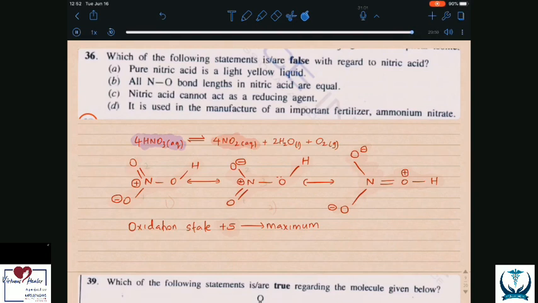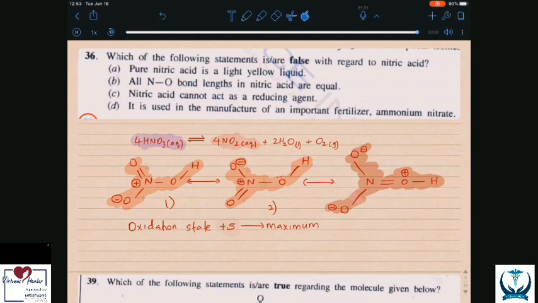To find the patterns in the bond lengths between nitrogen and oxygen in nitric acid, we have to consider the resonance structures of this molecule. Of the three resonance structures drawn here, it is the first two which are more stable because of the presence of the negative charge on the more electronegative atom, oxygen. Therefore, it is these two structures that are most important in producing the final resonance structure of nitric acid.